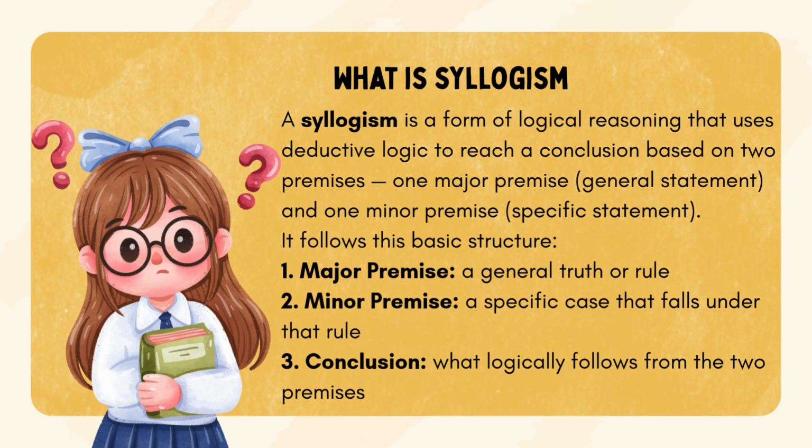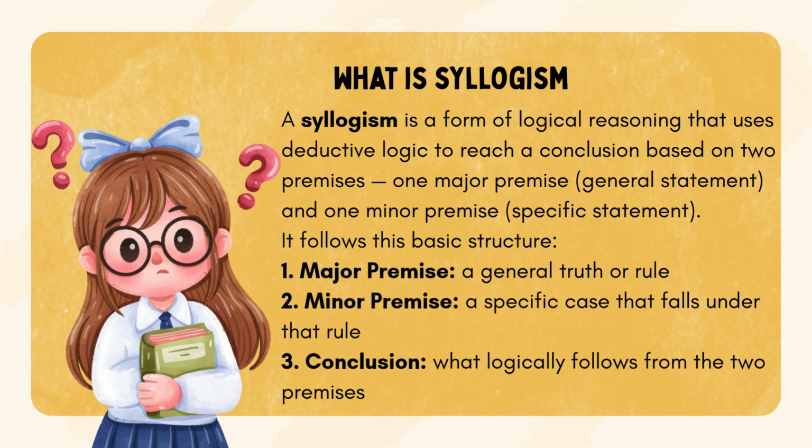So, what is syllogism? A syllogism is a type of logical reasoning that helps us draw a conclusion using two related statements called premises. The first statement, called the major premise, gives a general truth or rule, while the second statement, or the minor premise, gives a specific example related to that rule. From these two premises, we can form a logical conclusion. In short, a syllogism shows how ideas are connected and helps us see if our reasoning makes sense.